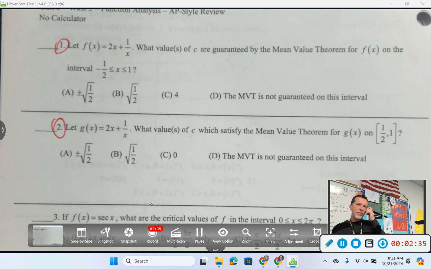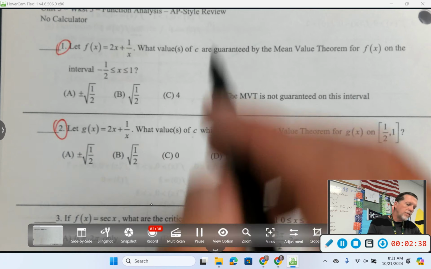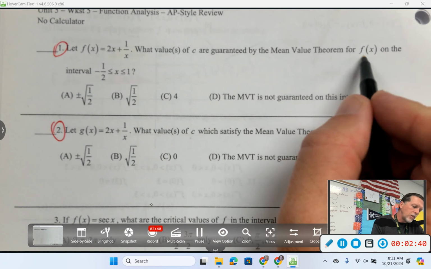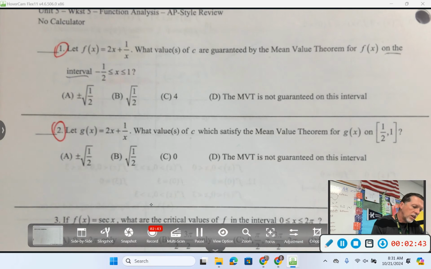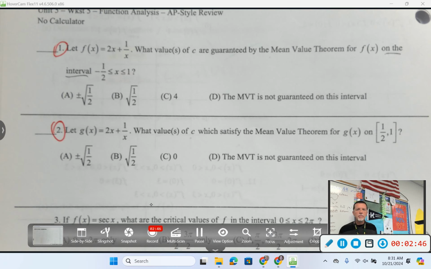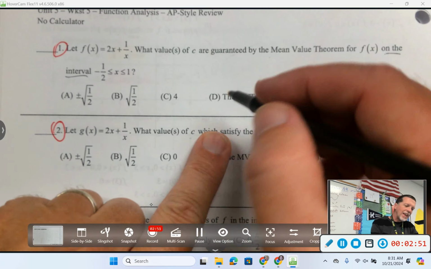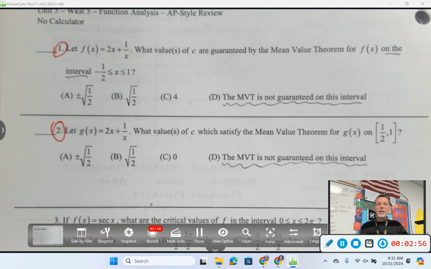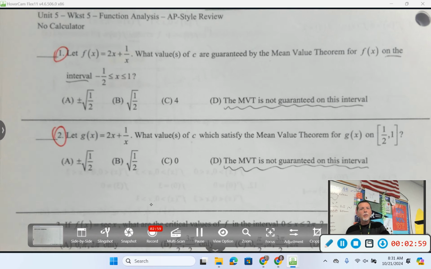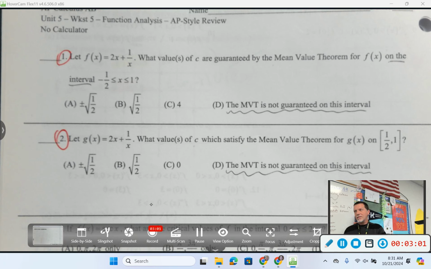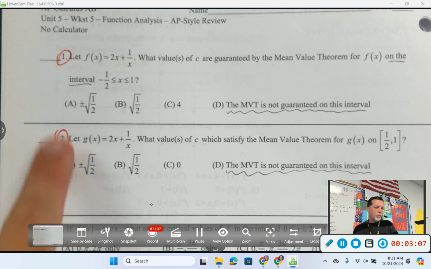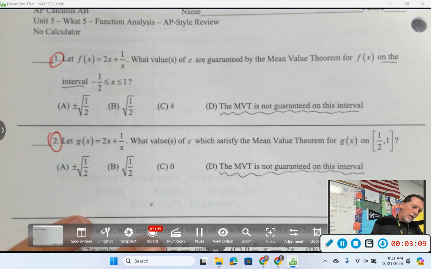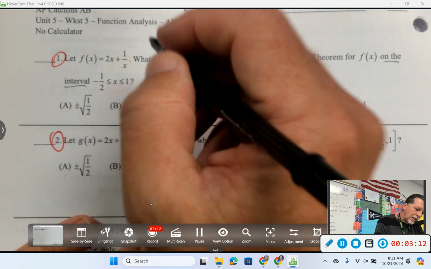Number 1, let f of x equal 2x plus 1 over x. What values of c are guaranteed by the mean value theorem on the interval (-1/2 to 1)? And I like that it's a multiple choice question because we see that last answer, and it's like, okay, well, I need to consider the fact that maybe this doesn't even work, which makes me think I've got to worry about the conditions before I worry about calc slope equals algebra slope. My guess is if I set calculus slope equals algebra slope, I get one of these answers. The trouble is, let's worry about conditions.